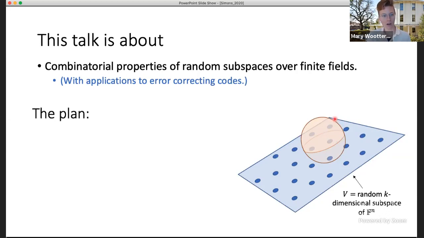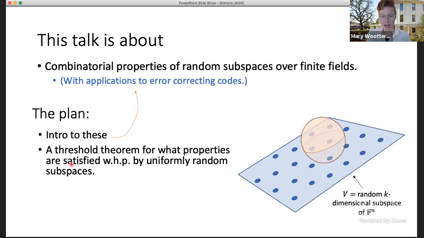So the plan for the talk is, first, I'm going to give a quick intro to what sorts of combinatorial properties I'm interested in, and a little bit about why I'm interested in them, although not too much. And then I'm going to tell you a threshold theorem for what properties are satisfied with high probability by uniformly random subspaces.